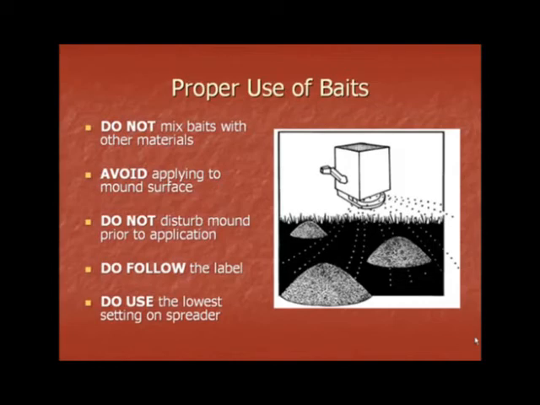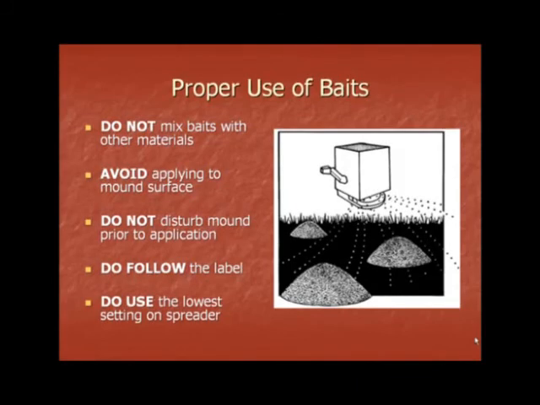Do not mix baits with other materials. Avoid applying to mound surfaces. This is because fire ants do not forage on top of their mound, they forage at the perimeter of their mound. Do not disturb the mound prior to application. This can cause bait shyness.